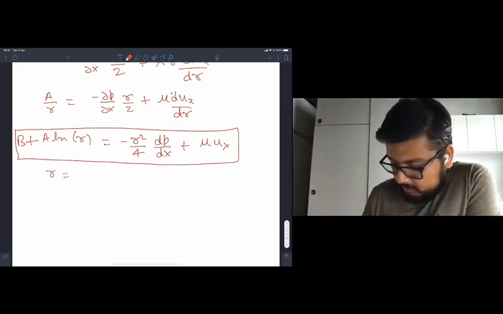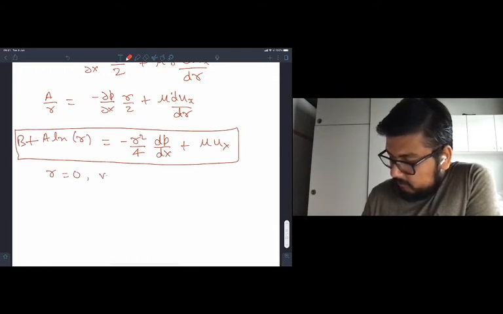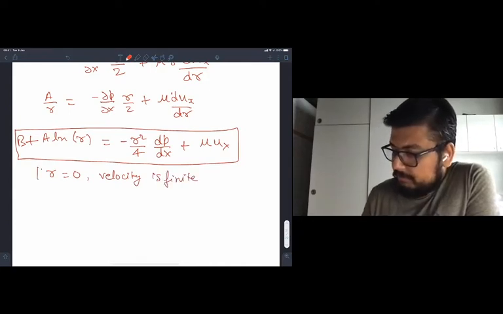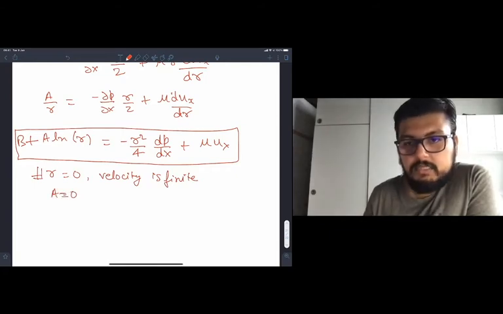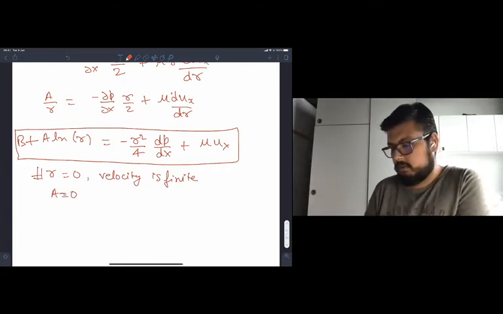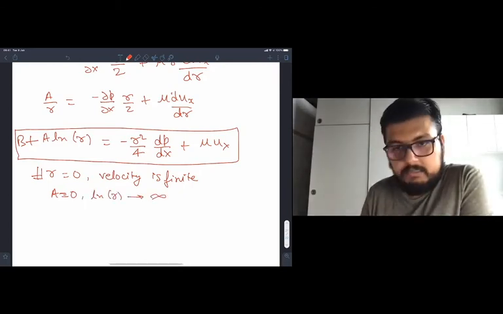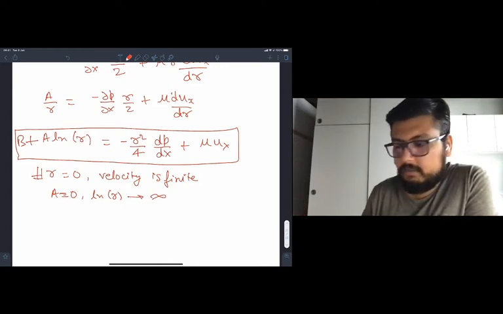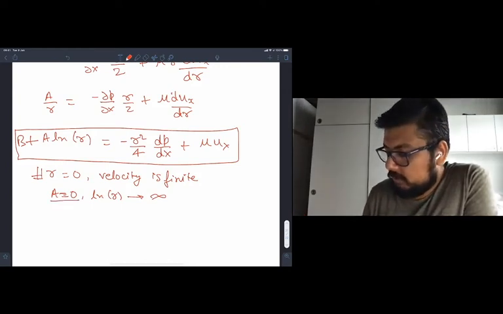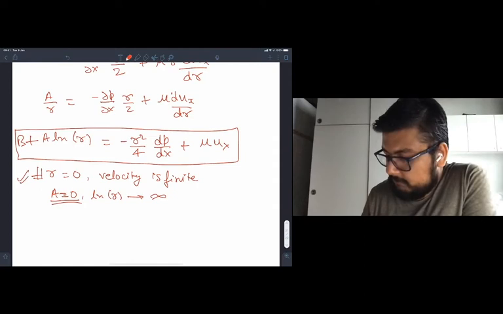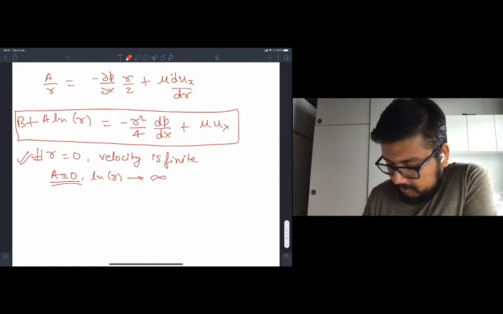At r equals 0, the velocity is finite. So this implies that A should be 0, because if A is not 0, then at r equal to 0, ln r will tend to infinity, and we cannot have an unbounded solution. So of course this A has to be 0. So this is the first boundary condition that we can apply.